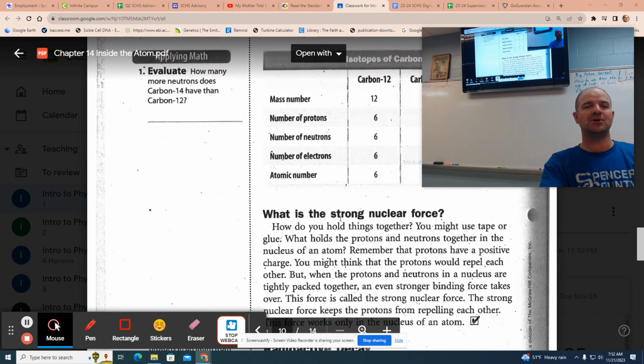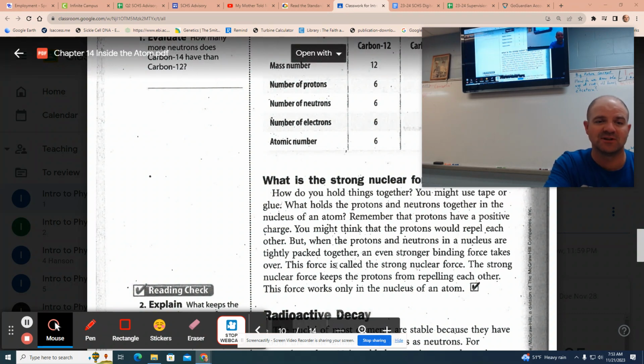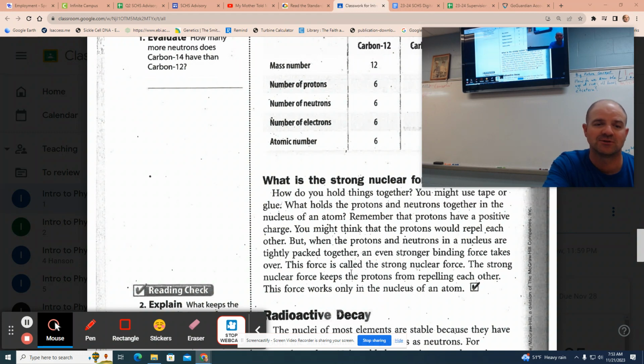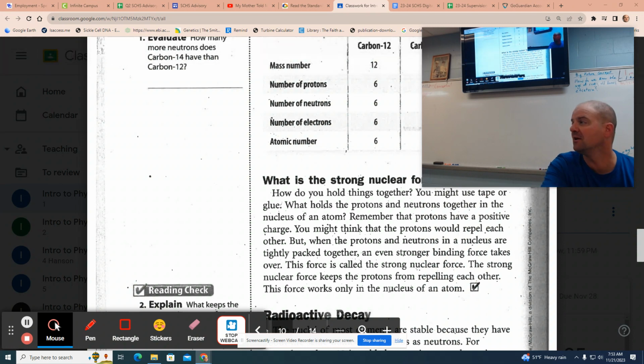What's the strong nuclear force? How do you hold things together? You might use tape or glue. What holds the protons and neutrons together in the nucleus of an atom, though? Remember that protons have a positive charge. You might think that the protons would repel each other, but when the protons and neutrons in a nucleus are tightly packed together, an even stronger, short-range binding force takes over. This force is called the strong nuclear force. The strong nuclear force keeps the protons from repelling each other. This force works only in the nucleus of an atom.